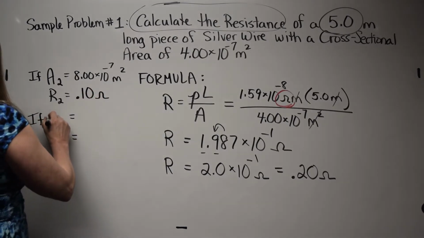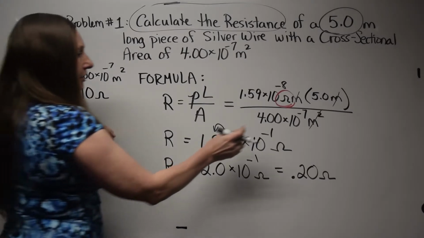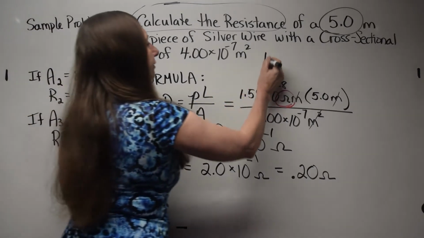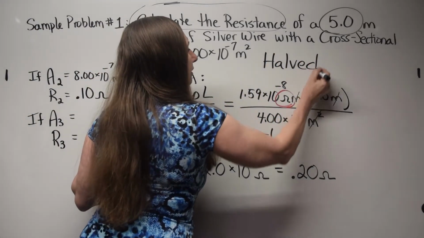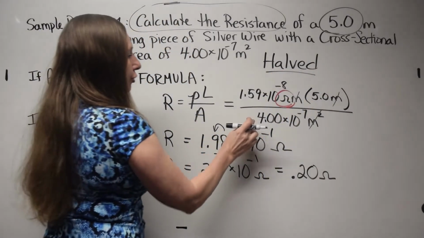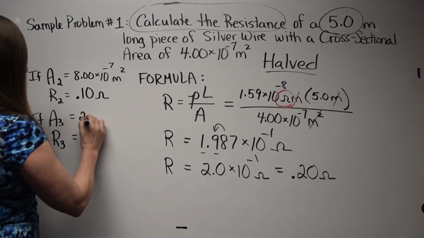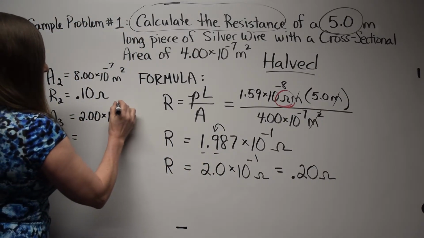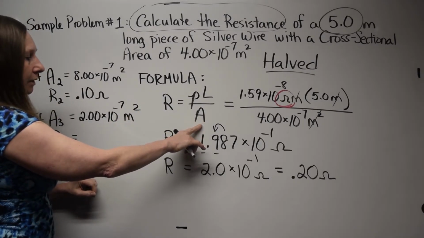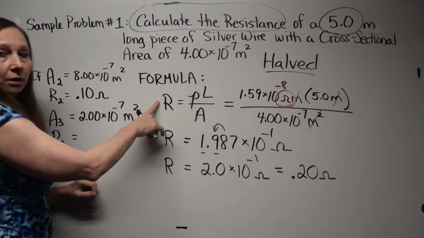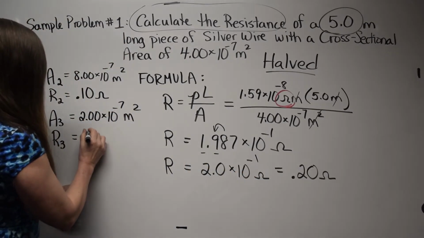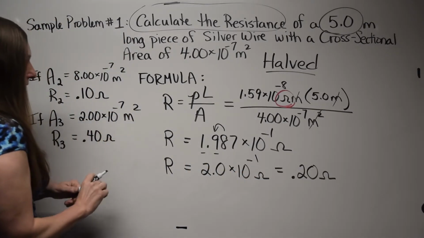And what if you were to halve the area? Instead of 4 times 10 to the negative 7, what if you halved the area to 2.00 times 10 to the negative 7? If this is halved on the bottom, the resistance will be doubled. So the new resistance would be double this. The new resistance would be 0.4 ohms.